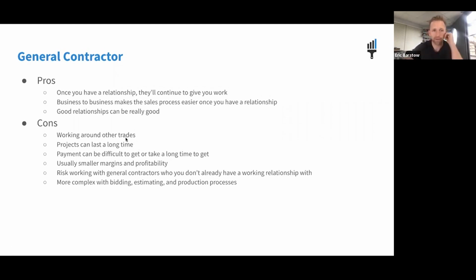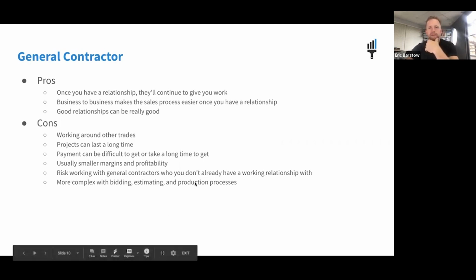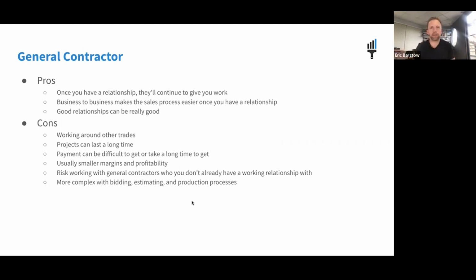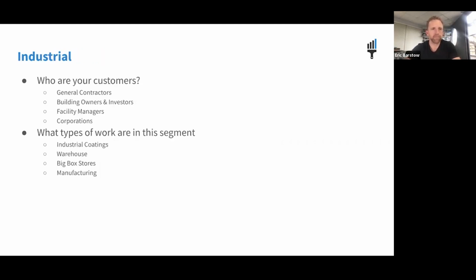These things aren't really a problem, these first three, if you find a really good contractor to work with. Margins don't always need to be bad. You can avoid risk once you find someone good to work with, and complex isn't a bad thing. It just means you need better systems, and that's something we have put together. So it's not bad, but it's not as good as repaints.